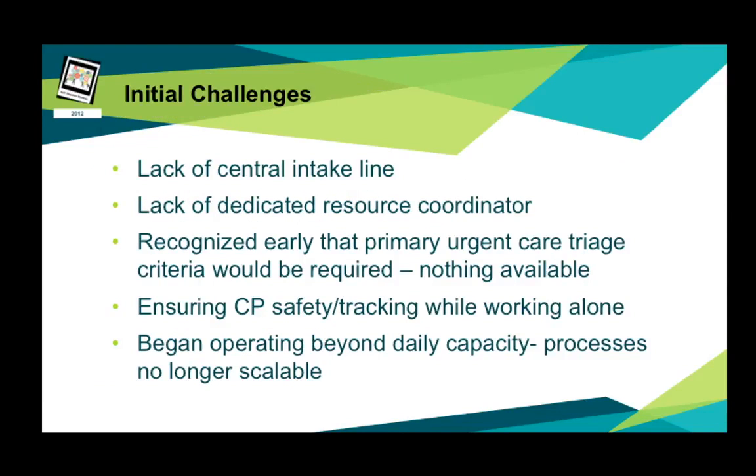Some of the initial challenges that we had were a lack of a central intake line, as well as that dedicated resource coordinator. We were finding that the CP events occurred in isolation, and the closest resource wasn't always deployed to the event. We also determined that we were going to need some sort of primary urgent care triage criteria. However, after doing a bunch of environmental scans, we didn't really find anything that suited our needs. We wanted to make sure that our community paramedics were staying safe while they were working alone and figure out a way to track them. And we knew that in order to be able to properly intake patient referrals, we needed some sort of a referral form.